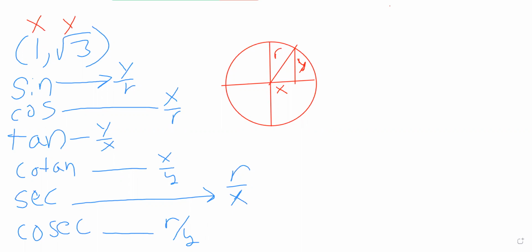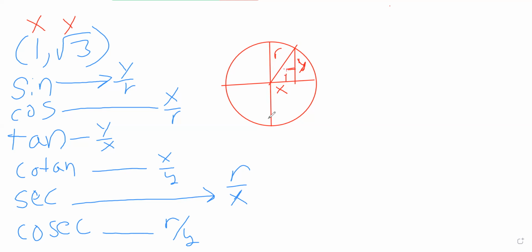So in this example, we are given a point, 1 comma root 3, and right here we have this circle. Then what I did, I went ahead and drew a triangle. So this is our right triangle. As you can see, this is our right triangle. If I draw here, this makes a right triangle.